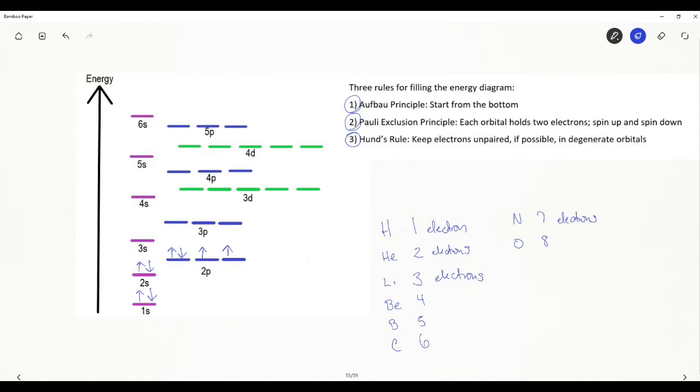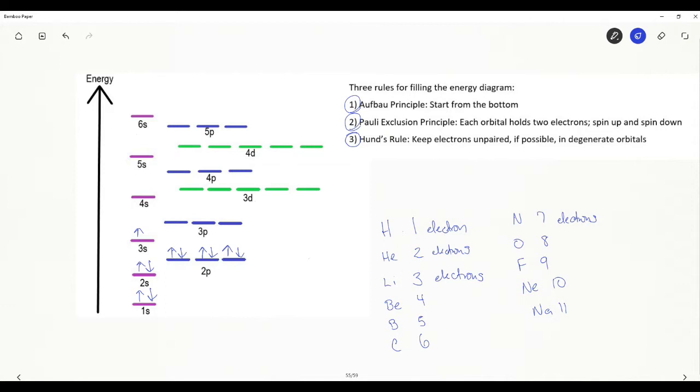So at this point, again, you can predict what's going to happen. Fluorine has 9 electrons. I'm going to pair up this p orbital, and neon has 10 electrons. And we finish pairing up in the 2p orbital, which means that when we move to sodium with 11 electrons, now we can finally move to the 3s orbital.